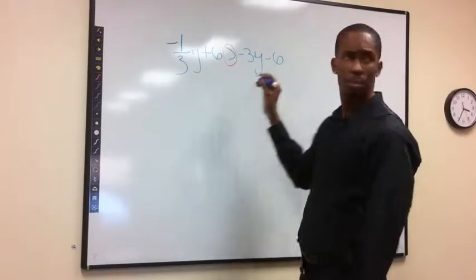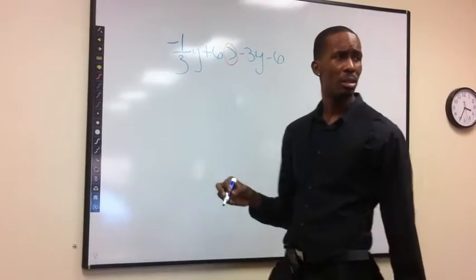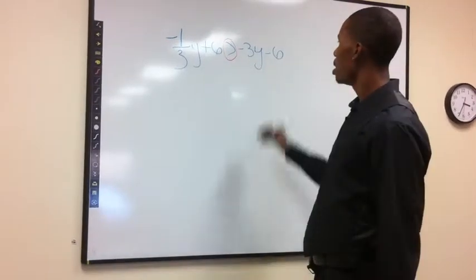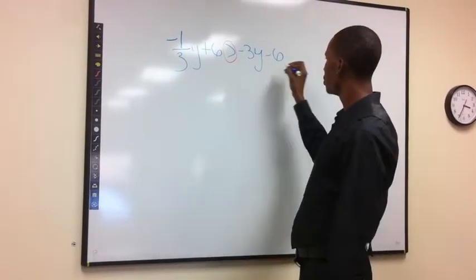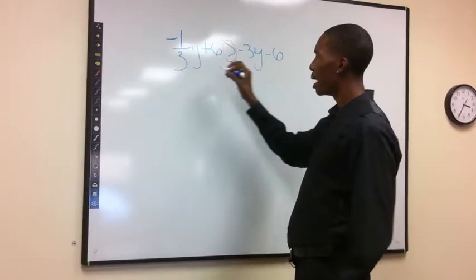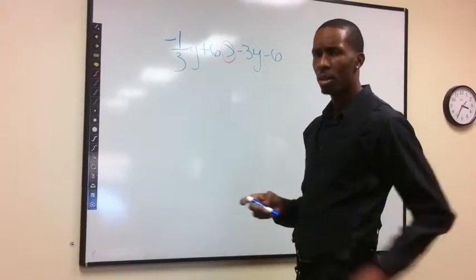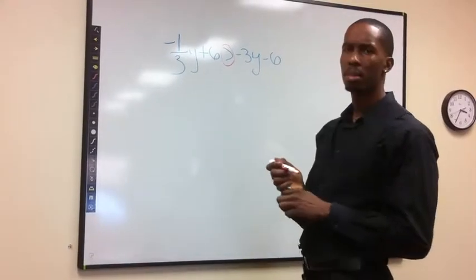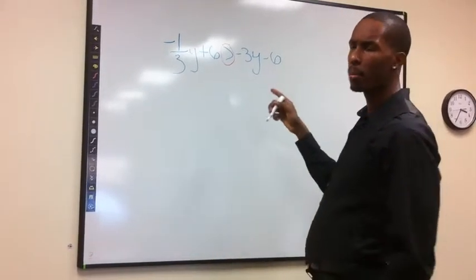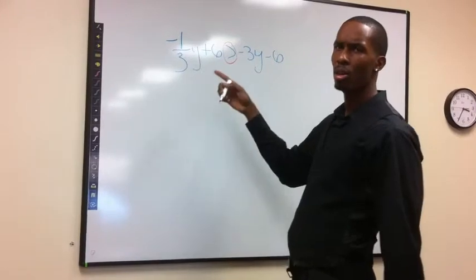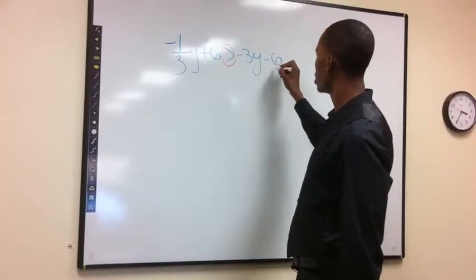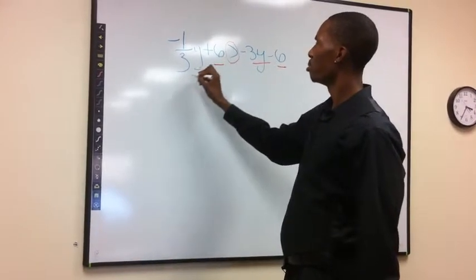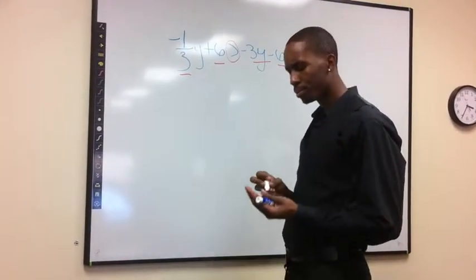Hey, Professor Brandon, what's an LCD? The LCD is the lowest common denominator. And what we want to do is multiply every term by the number 3. For those of you who are not familiar with what a term is, it's anything separated by an addition or subtraction sign. So this is a term, this is a term, this is a term, and this is a term.